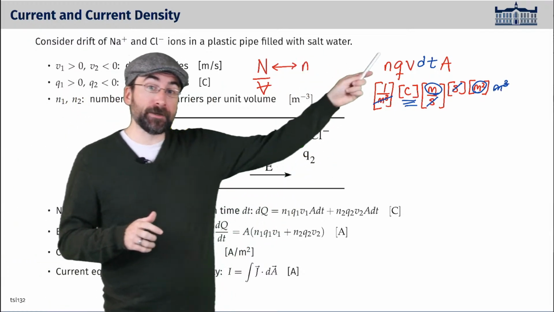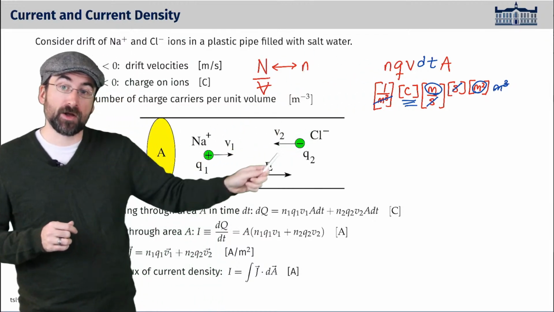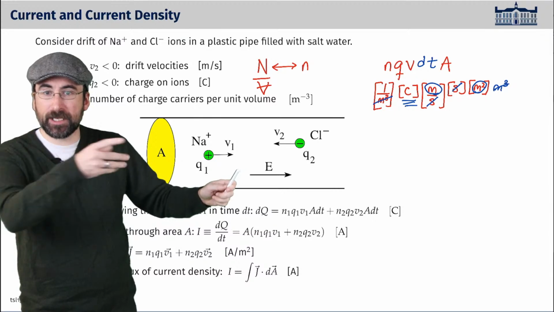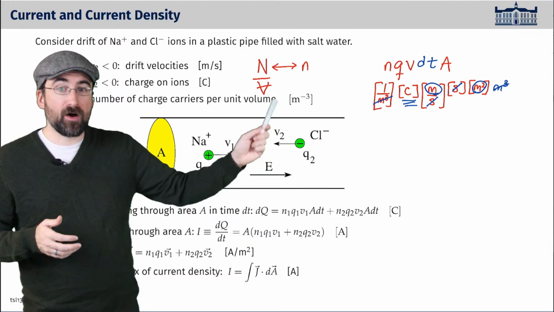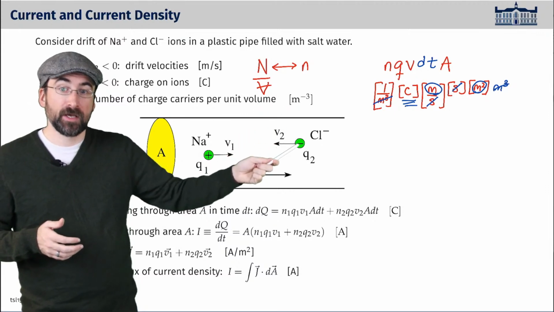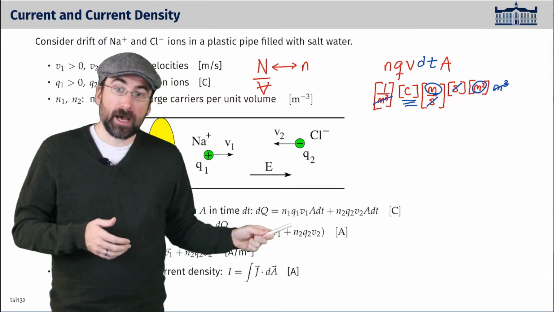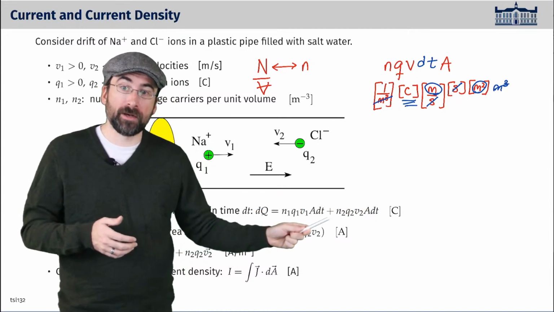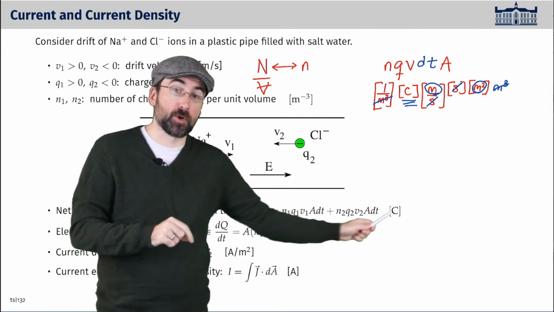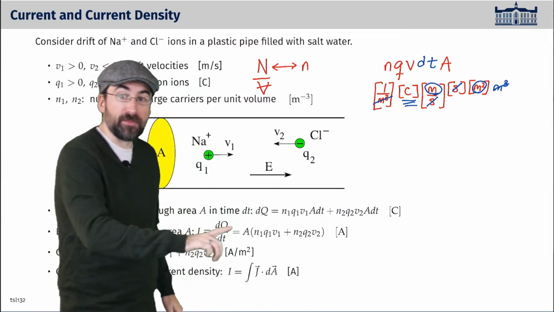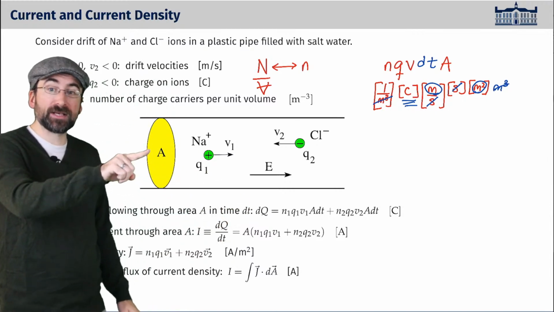Once I'm here, I recognize that this will give me the number of, say, sodium ions through the area. But in this particular example, I have more than just the sodium ions. I also have the chlorine ions. So you'll note that when I add up the total amount of charge here, I have two terms, one from my positively charged ions, and another one from my negatively charged ions. This gives me the total amount of charge, which I'm calling dq, that passes through this area.